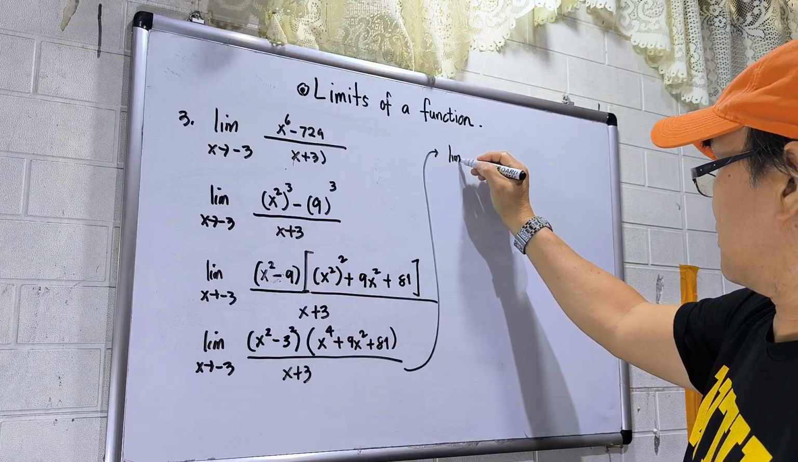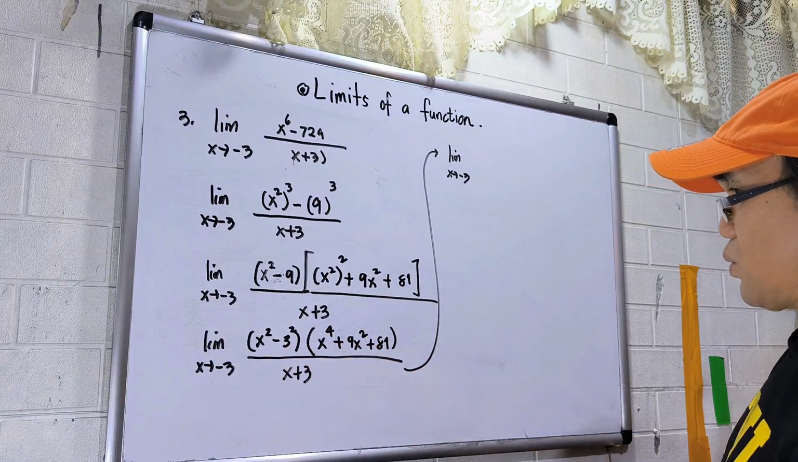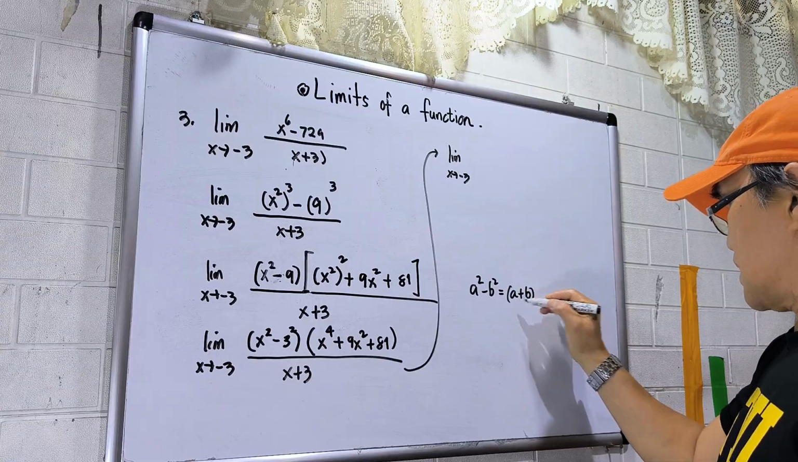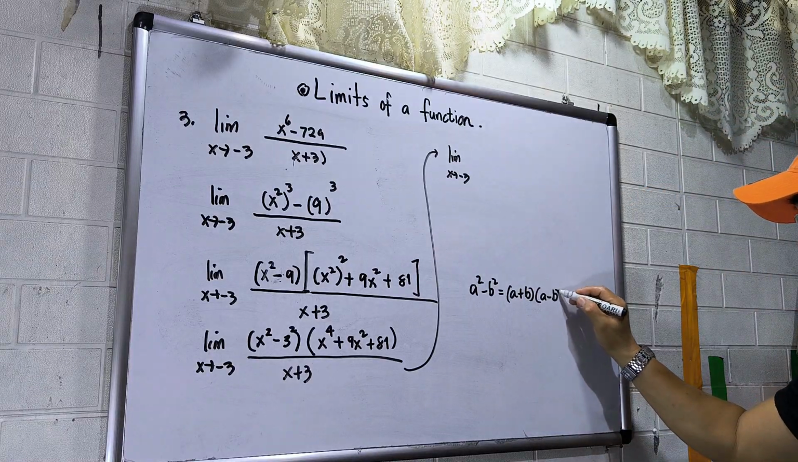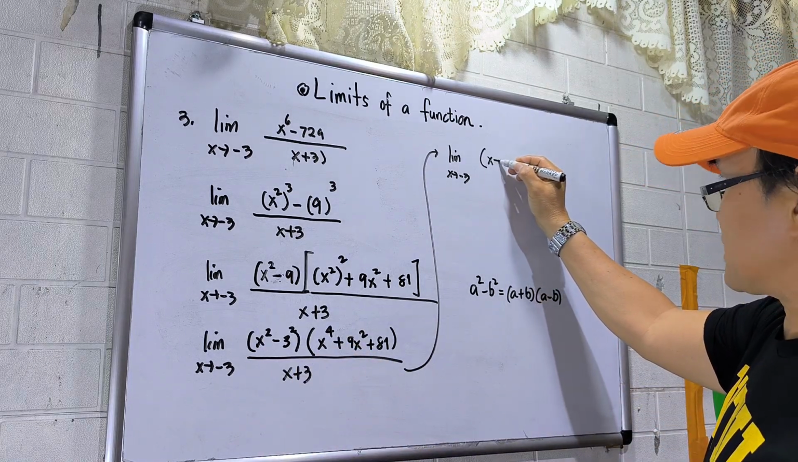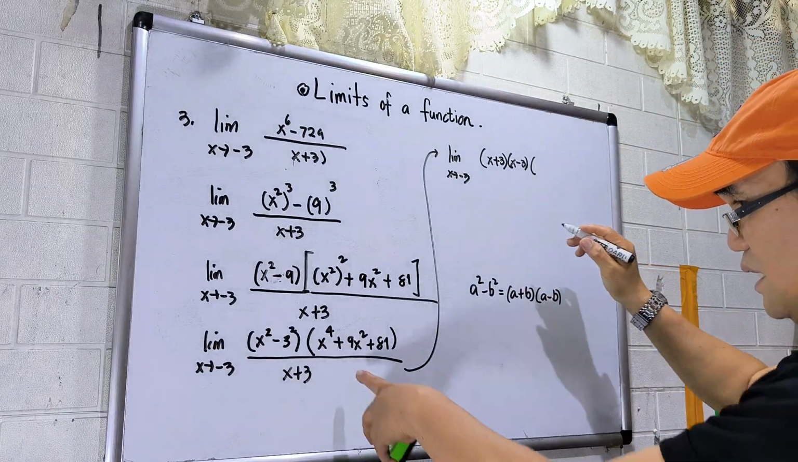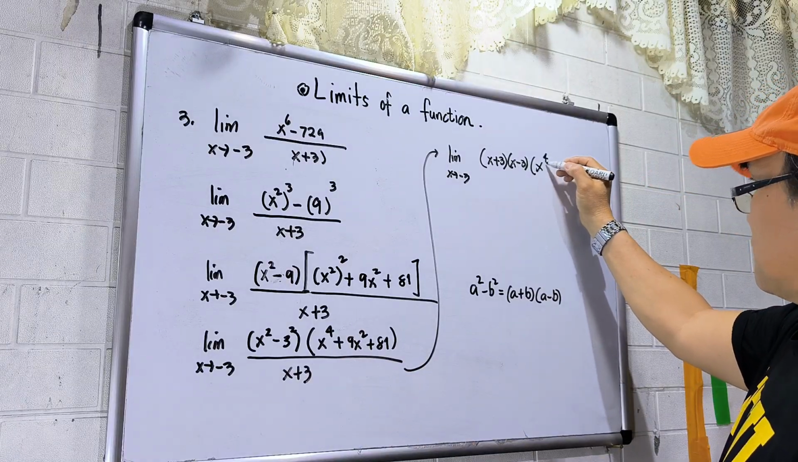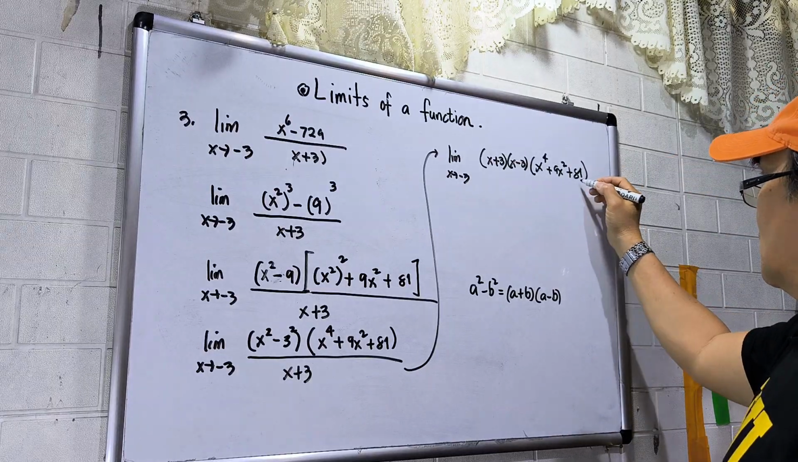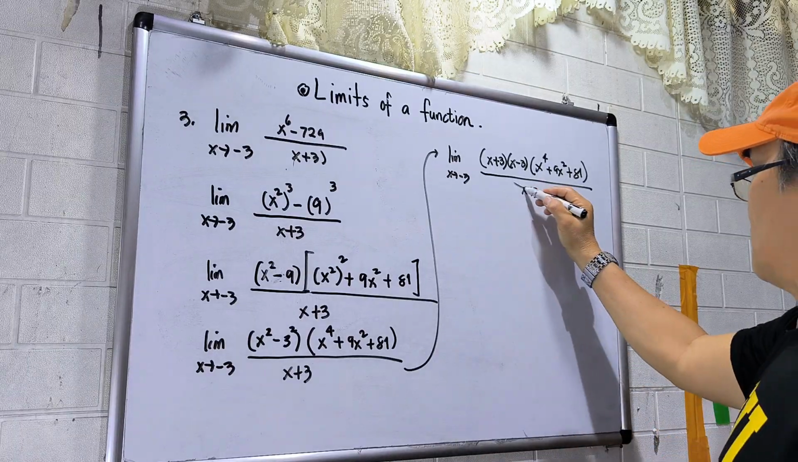So I have the limit as x approaches negative 3. Then I will factor out this one. This is a difference of 2 squares, so a squared minus b squared is equal to (a plus b)(a minus b). Same with this one, this is a and this is b. So this will be x plus 3, then x minus 3, then times the remaining factors, x to the 4th plus 9x squared plus 81, then over x plus 3. So x plus 3 will be crossed out.